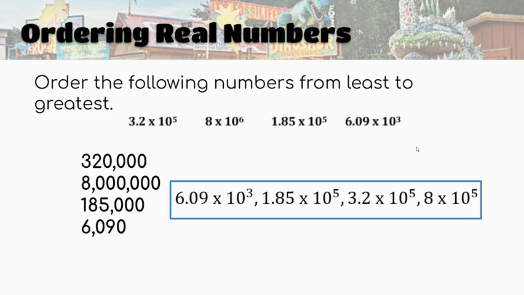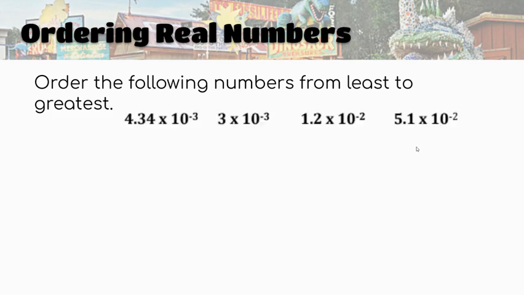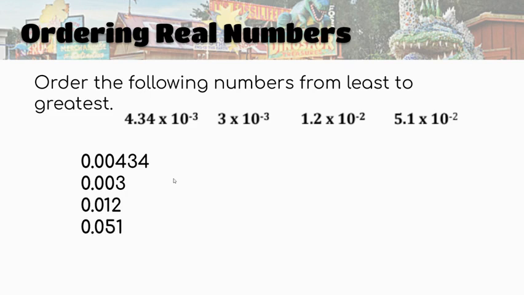The easiest way to put numbers in order from least to greatest when you're in scientific notation is to convert them all to standard form. I'm going to do the same thing here. We're going to move 3 places to the left and get 0.00434. Next one, move 3 places left and get 0.003. Next one, move 2 places left, 0.012. And next one, 2 places left, 0.051. Again, I'm going to fill in with zeros so that they are comparable.